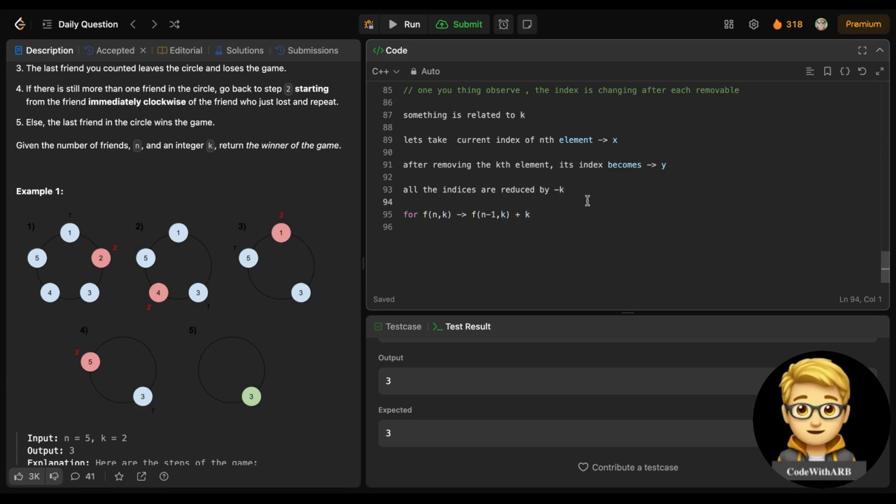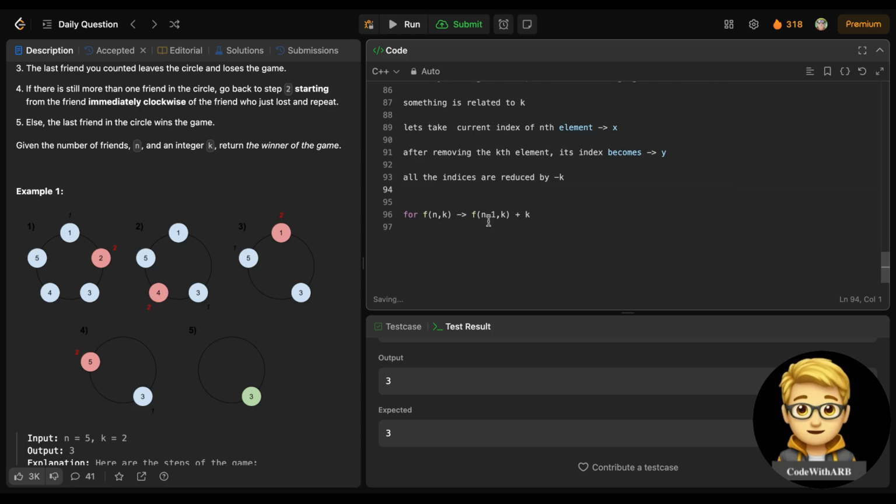This is just a math trick. If you know it, you can solve this. If you don't know, you learn this, right? This is how it is represented. So we will use this relation to solve this problem, right?